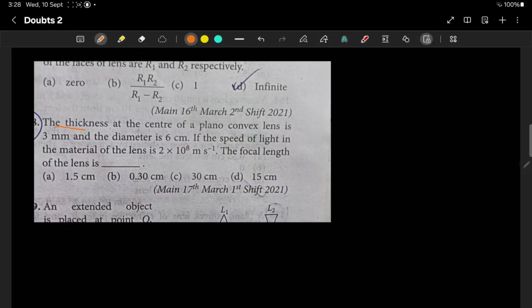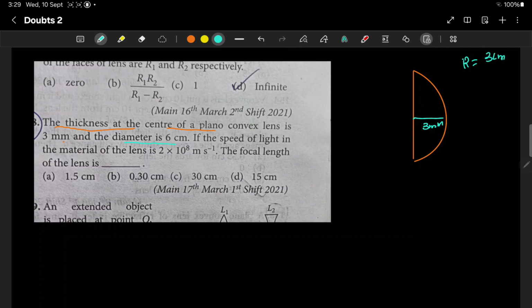So here the thickness at the center of the plano convex lens is 3 millimeter. So you have a plano convex lens. Here the thickness is given as 3 millimeter, and the diameter is given as 6 centimeter. So here the radius of curvature is 3 centimeter.